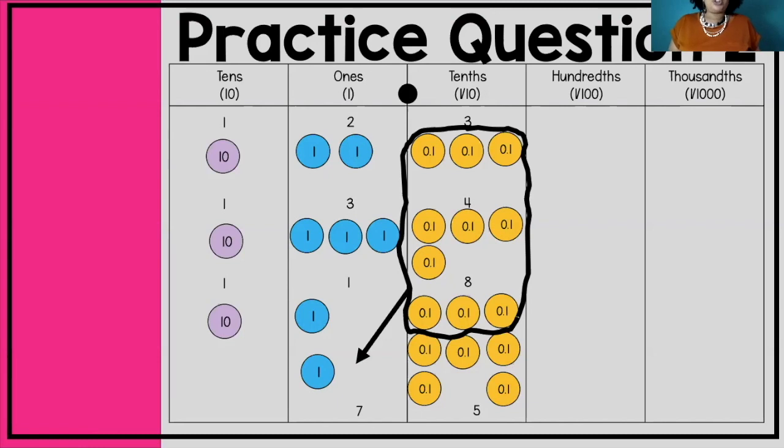And finally, I'm going to go over to the tens place, and I can see that I have 1, 2, 3. So altogether, Monday, Wednesday, Friday, Tom ran 37 and 5 tenths miles.